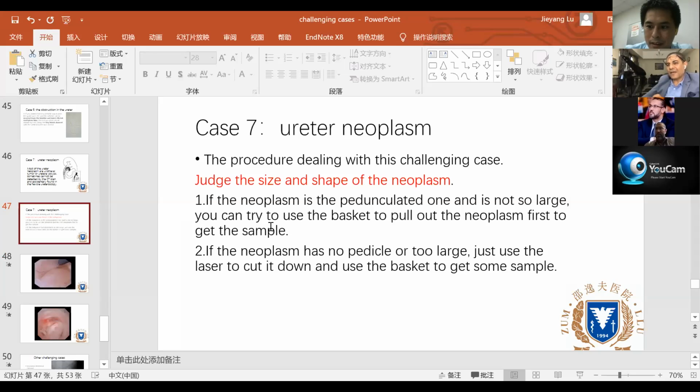Yeah, our colleagues also have a concern about the stenosis or stricture that may happen after excision of the tumor. Do you have such cases?